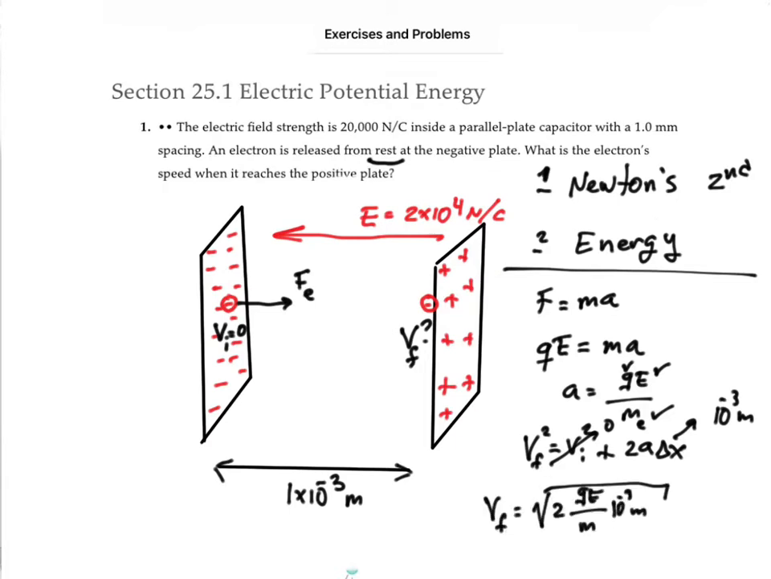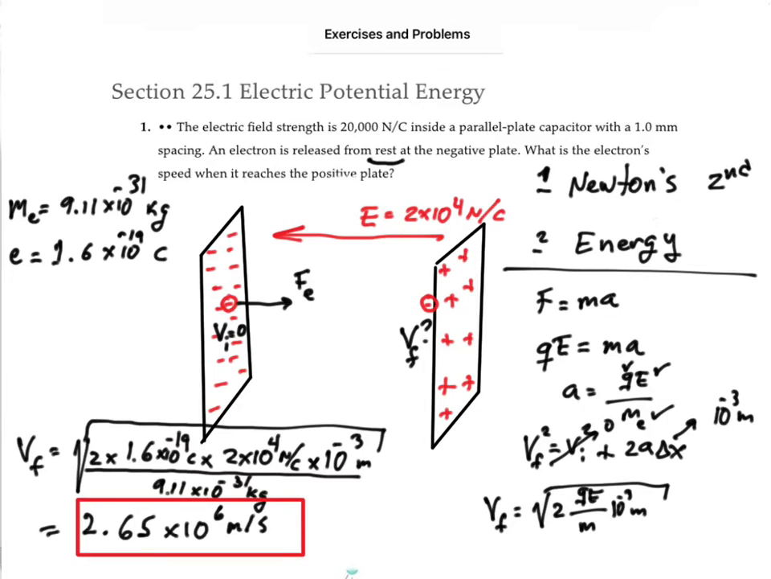Solving for final velocity, we just have to take the square root on both sides, and the answer should be the square root of 2 times q times E divided by m times 10 to the minus 3 meters, because that's the distance that the electron is going to travel. The mass of an electron, if you look it up, is 9.11 times 10 to the minus 31 kilograms. The charge of an electron is 1.6 times 10 to the minus 12 coulombs. So we can plug in all those numbers.